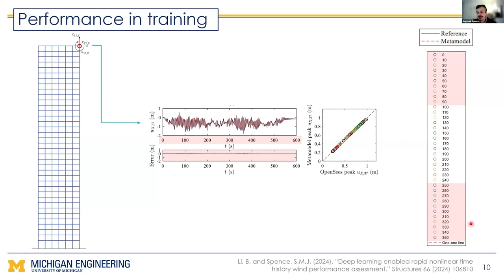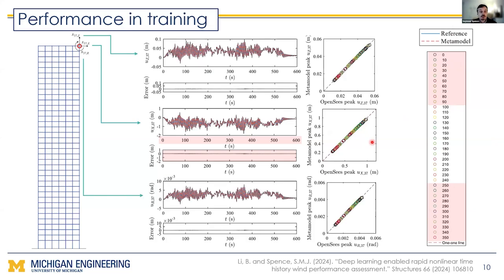Here we've got a table just indicating all the wind directions that were considered in training. So you can see we get good prediction over all wind directions. That's just one response. Keep in mind, these are global surrogate models that give you responses at all degrees of freedom simultaneously. So for example, you could be looking at the vertical displacements at that node, you get exactly the same performance. You're looking at rotations at that node, you get exactly the same performance.